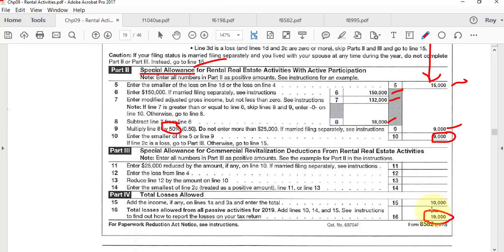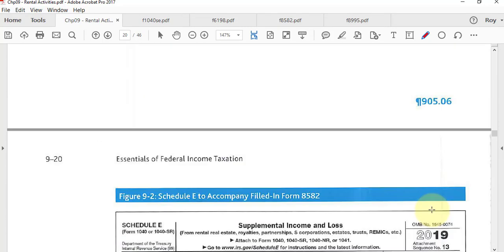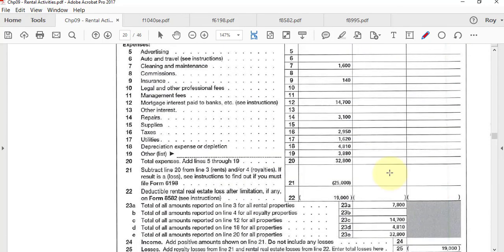So when you take a look at the Schedule E, we came all the way down here to this $25,000 loss, but again, not all of it is going to be deductible. We had figured out on this form 8582 that 19,000 is deductible. And eventually that's what you see down here at the bottom of the Schedule E.